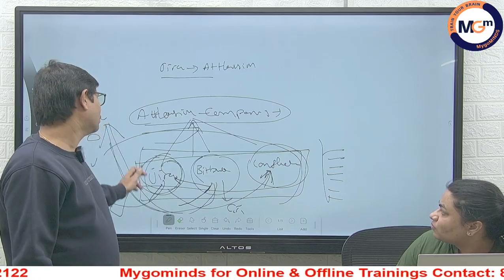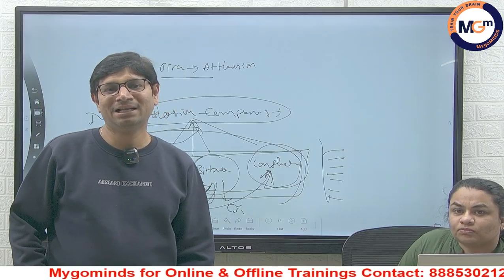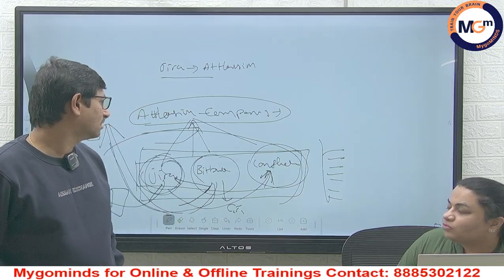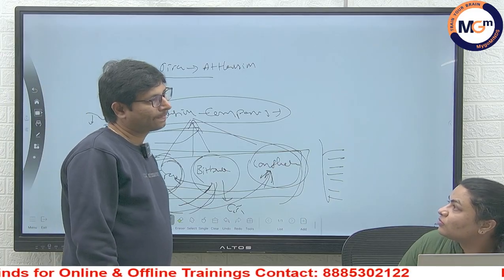Guys, understood? So they are providing three features: Jira, Bitbucket, and Confluence, from the Atlassian company. Guys, understood? Yes. Could you please show us the CI/CD pipeline?